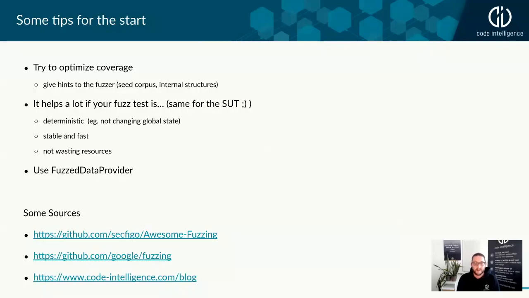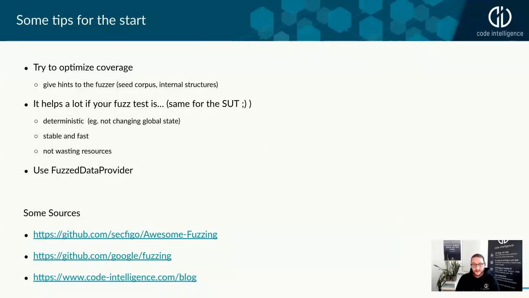able to explore your application, like making different paths through your code. And there can be scenarios where it's hard for the fuzzer to come up with the specific data structure it needed or with the specific magic values that you compare at some point. So if there's a way to provide it to your fuzzer with the seed corpus, do it. It helps a lot. And then another important thing is that your fuzz test, and the same is also true for your application, should be deterministic, stable, fast, and not wasting a lot of resources.